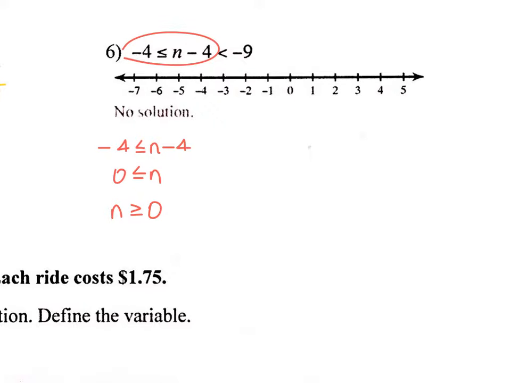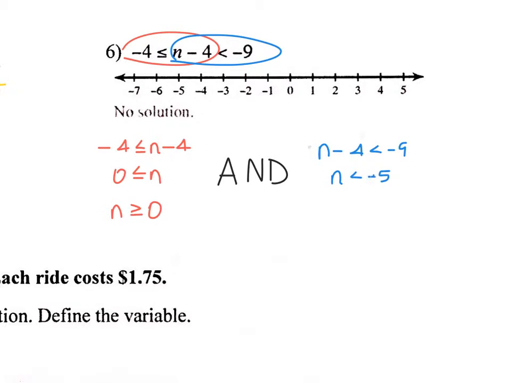If there is no word, it's an "and" problem, which means I have to wait to graph until the very end. So now I'm going to copy my other side. N minus 4 is less than negative 9. Add 4 to both sides. N is less than negative 5. All right, so now I'm ready to do my quick little sketch.